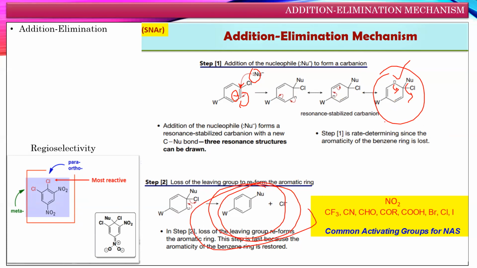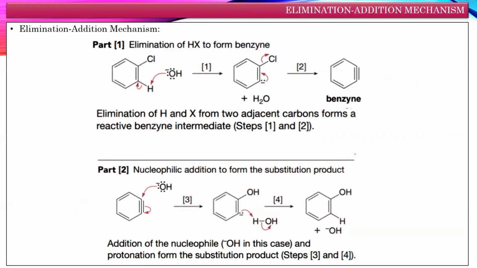Okay, the intermediate is a carbanion, right? Understand? Yes. This is the mechanism. First, nucleophilic addition occurs, then removal or elimination of the halogen occurs. The intermediate is a carbanion. This is the addition-elimination mechanism.